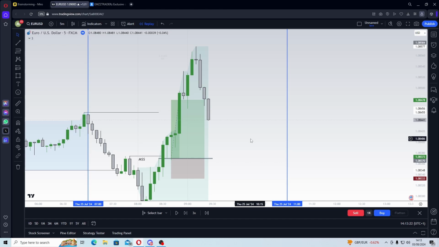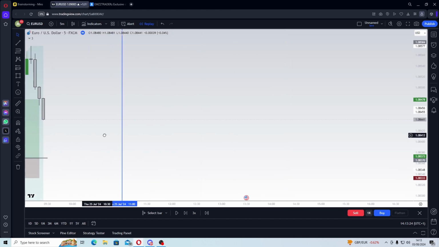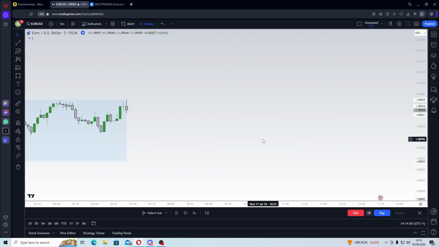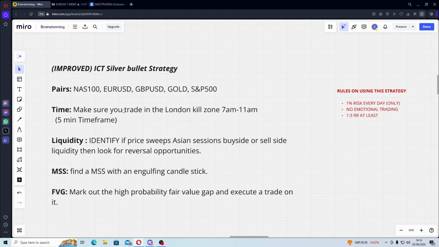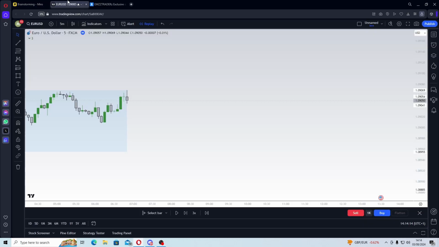This is such a simple strategy, but it works so well. Okay, let's go to the next example now, and make sure you listen carefully. Now that I'm on a different example, make sure you listen very carefully, because this one is actually more complicated than the last one, but we're going to be following the exact same rules, okay? So we're going to be trading within a 7 to 11 London kill zone.